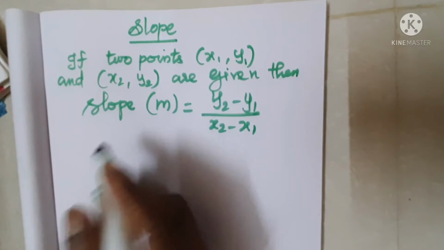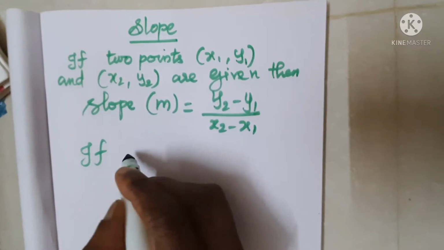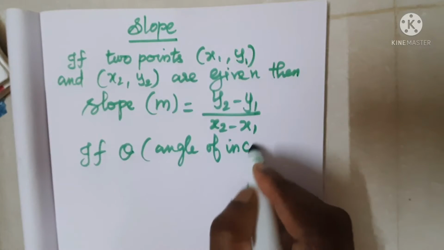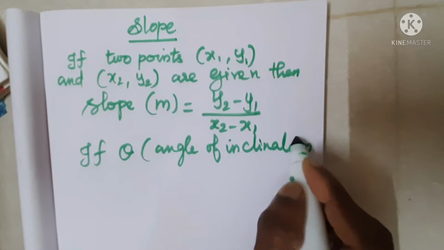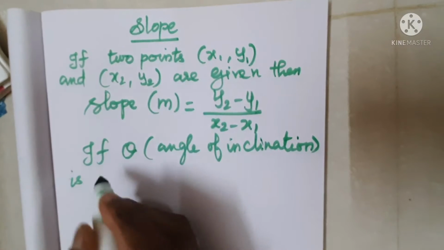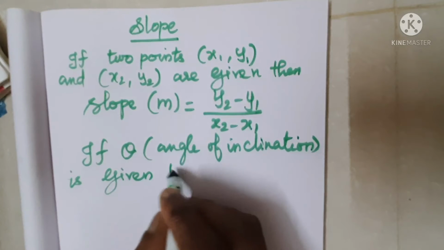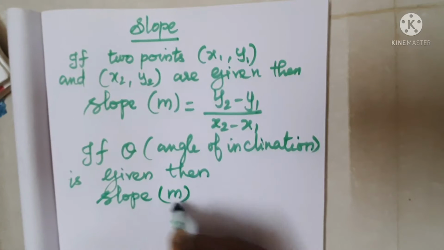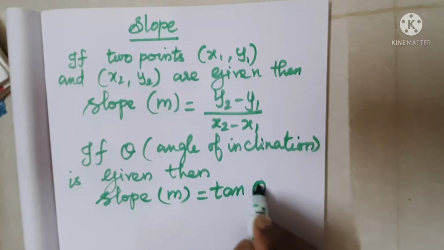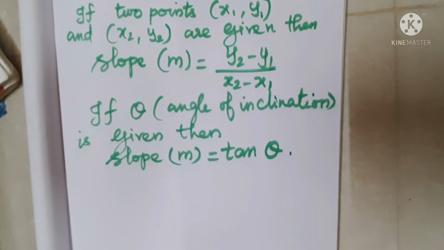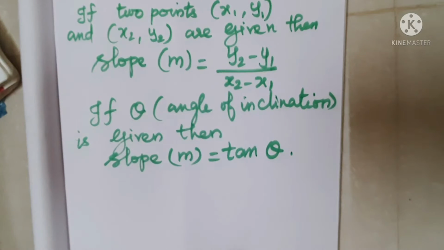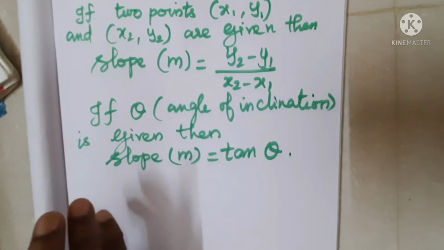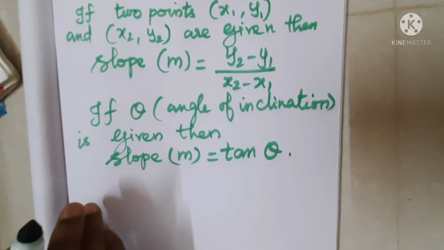Then the angle of inclination: if theta, that is the angle of inclination, is given, then slope m is equal to tan theta. Slope m is equal to tan theta. So you should know the values of tan theta. The slope of a vertical line is undefined.